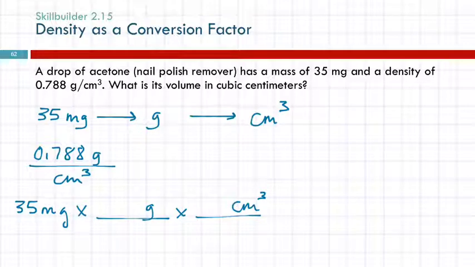Are you seeing the path, the pattern there? Once you've got the path down, that's the hard part. Everything else just kind of falls into place. I want this milligram to disappear, so I put that in the denominator. So milligrams are going to cancel out. And I want gram to cancel out, so I put it in the denominator over there. All the units are in place.